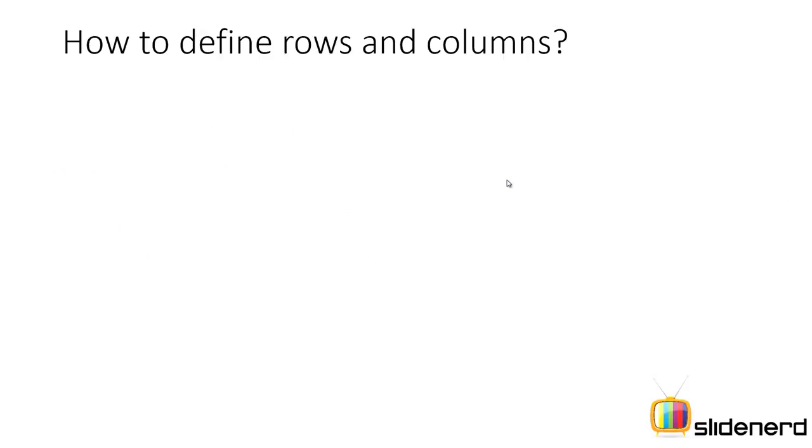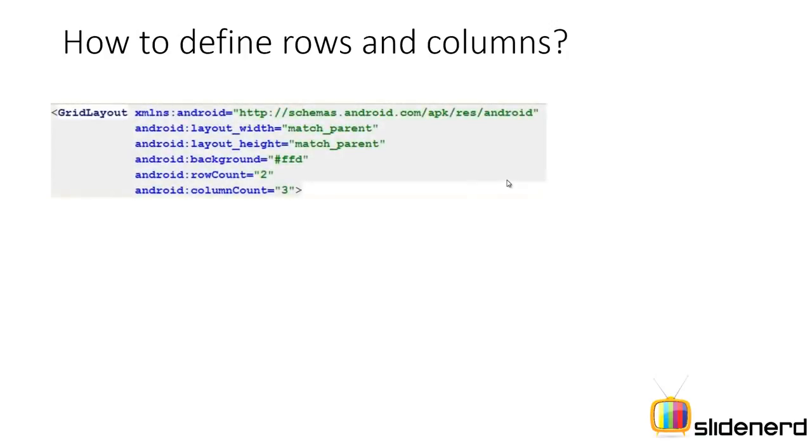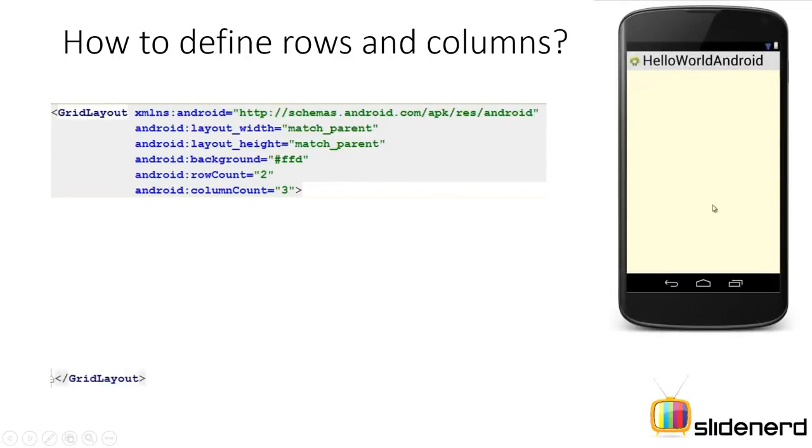So next step, how to define rows and columns inside a grid layout. Let's say you want to make a grid layout, you want to arrange stuff inside a table on your user interface in your Android device. Let's see how to do that first. You define this grid layout tag in your XML, and here what I have is my grid layout opening and closing tag, and there you can see there is nothing on the screen.